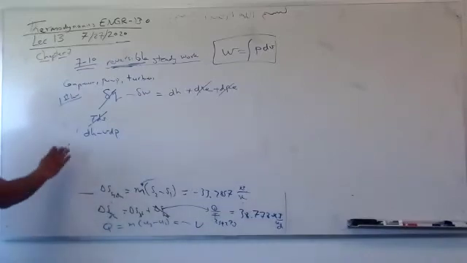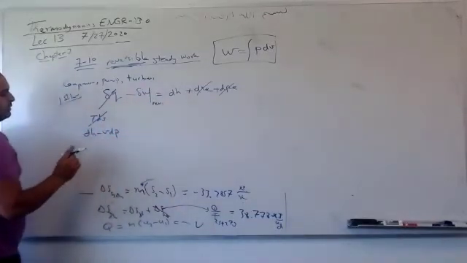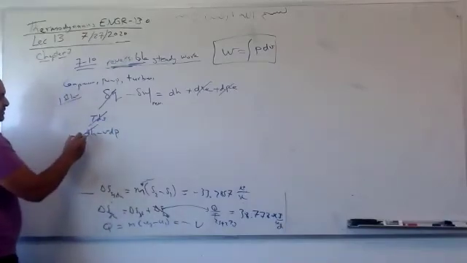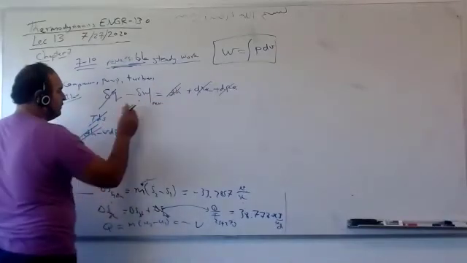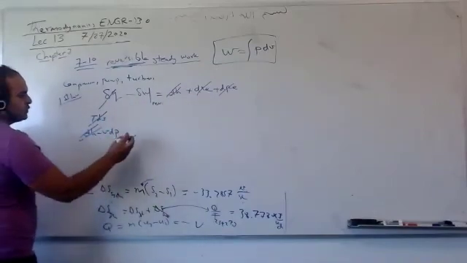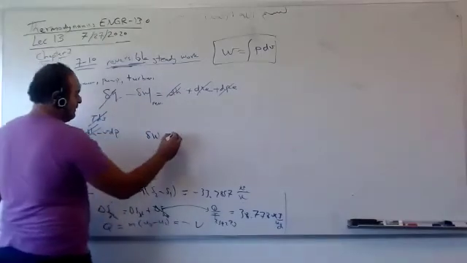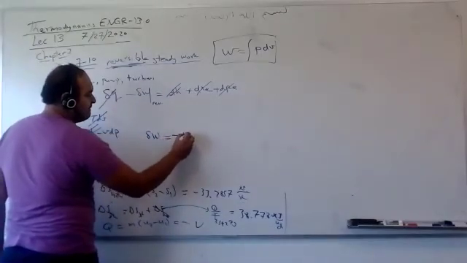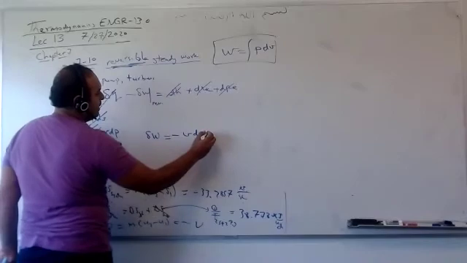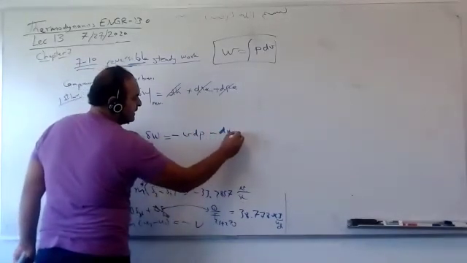This only happens if the process is reversible. So this delta H will cancel this delta H. If you replace this by that, this cancels this. So delta W now equals minus VdP minus delta kinetic energy, delta potential energy.